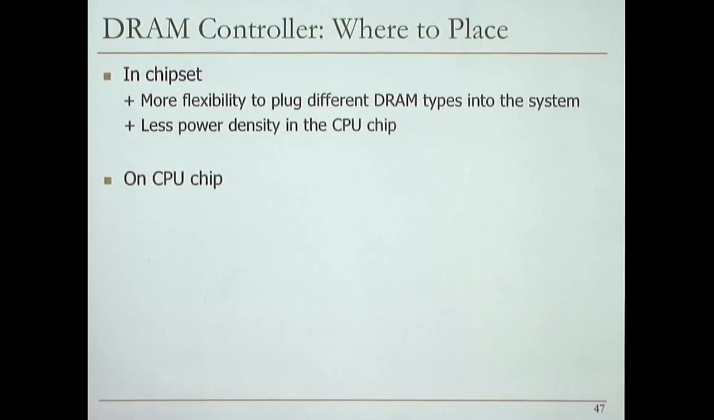And also perhaps less power density in the CPU chip, right? CPU doesn't need to do another memory control as well. If you put it on the CPU chip, you have reduced latency for main memory access. You don't need to go to another chip to access memory, right? That's clear. And that's the main reason why it was actually put on the CPU chip, in addition to the fact that you could do it, right?